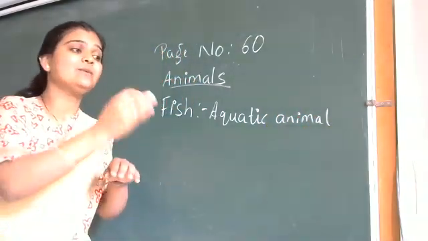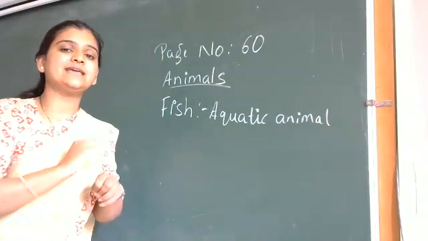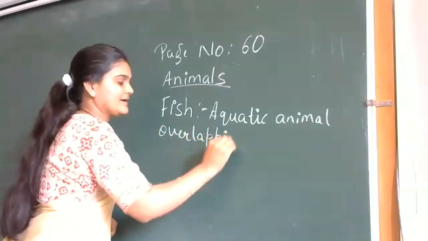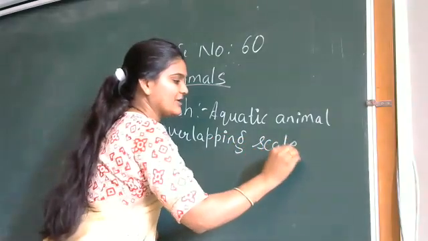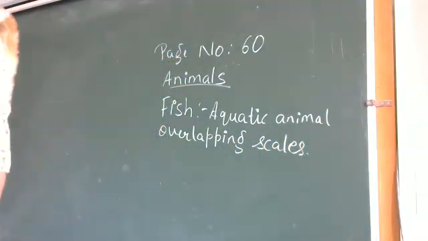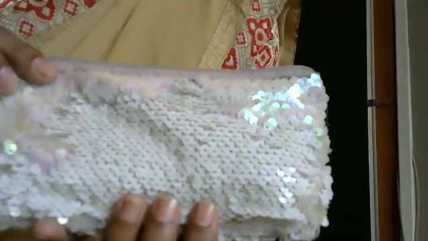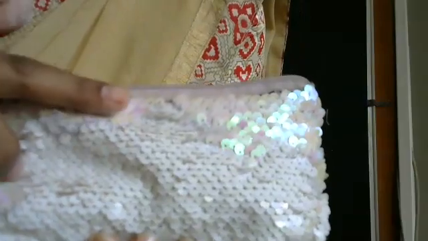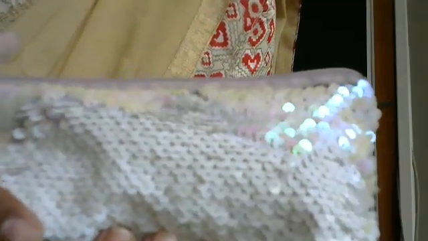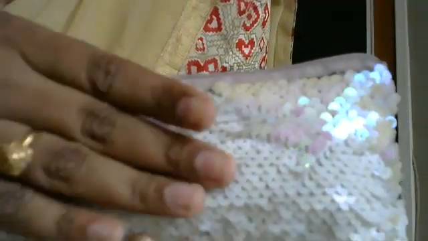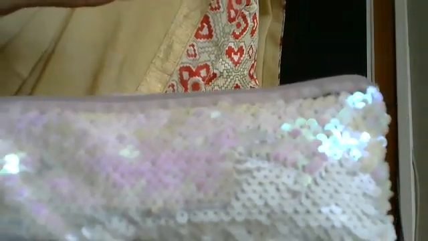Okay, and how is the covering of the fish? How is the skin over the fish? Yes, it has overlapping scales. Okay, children, just see. Can you see this? Is it visible? Yes. So, just imagine this is a fish. The scales are overlapped one over the another. Can you see? If we turn the scales on either side, you can see the scales are being moved. Can you see? Yes, ma'am.